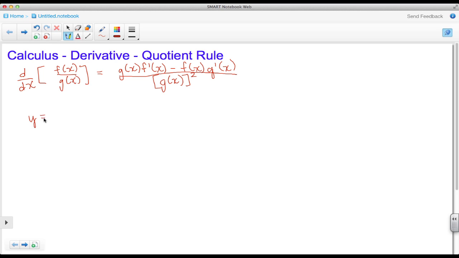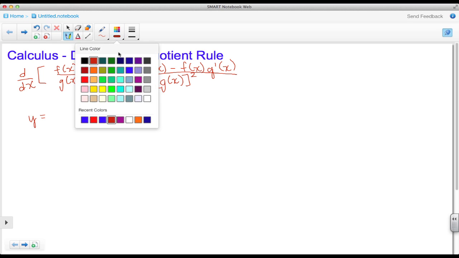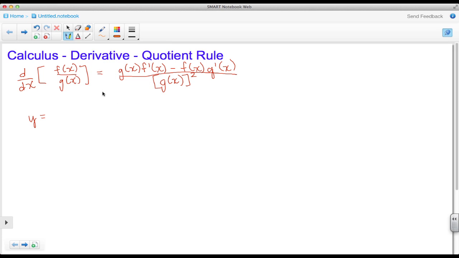Let's say y is equal to, and let me go ahead and change color so this is different from what I have above, a rational function where the numerator is x to the third minus 4 and our denominator is 6x minus 2. In this example, the numerator is going to be denoted by f of x, and this denominator is denoted by g of x. First things first, let's take the derivative of the numerator.